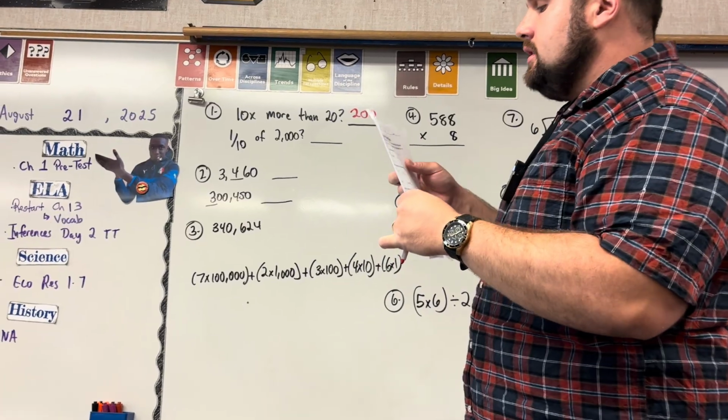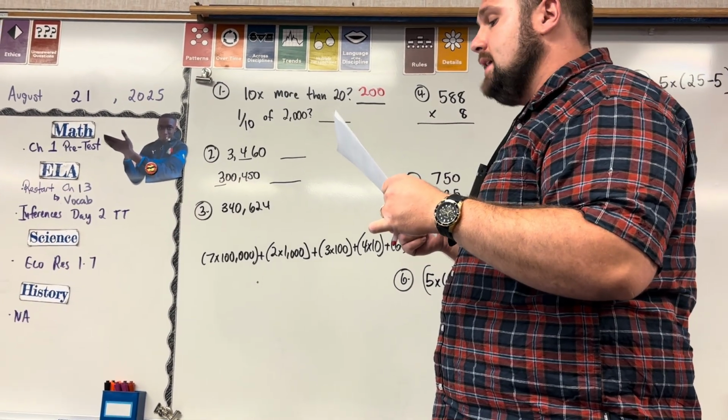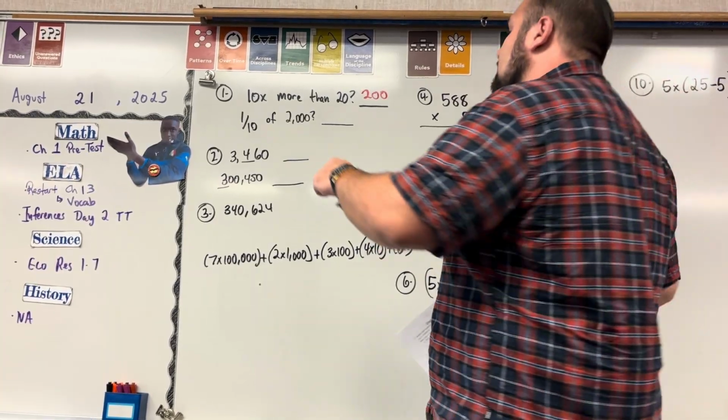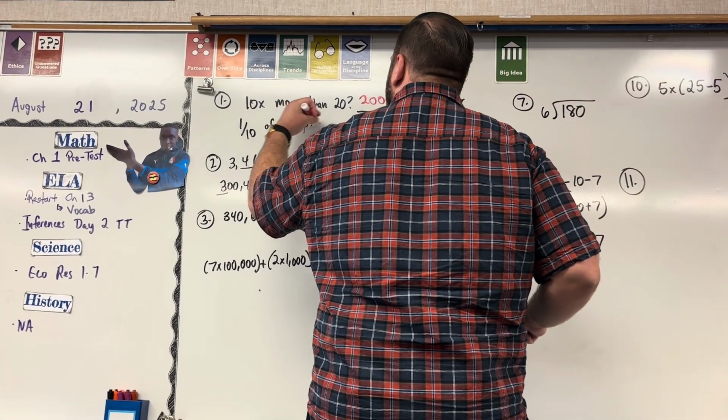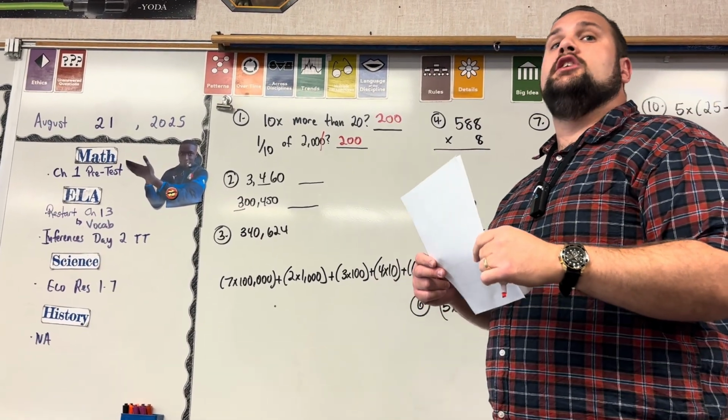Okay? And on the pretest, I also say if you divide by 10 or multiply by 1/10, you're taking away a 0. So if I take away a 0 from 2,000, it becomes 200. So the answer for 1 is 200 and 200.